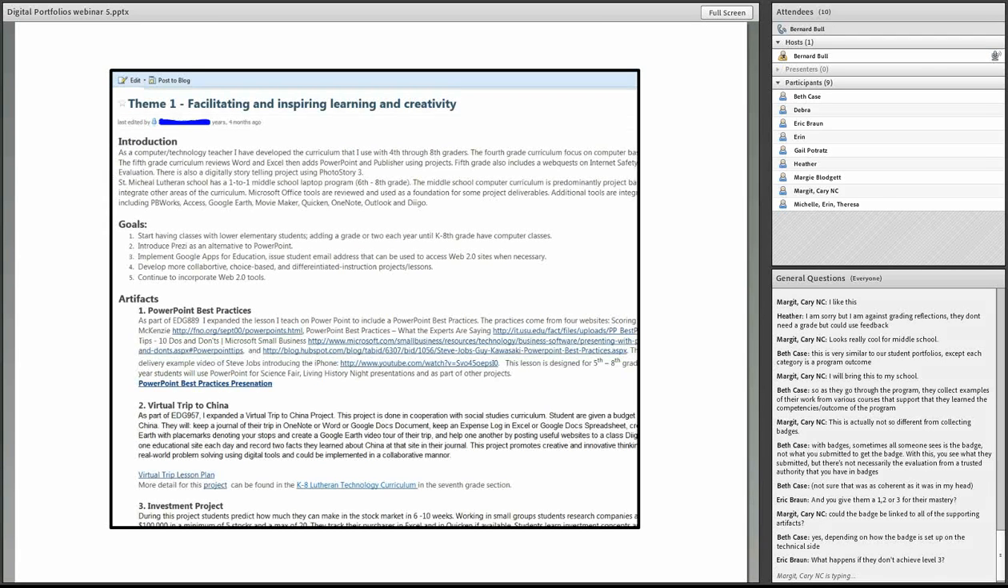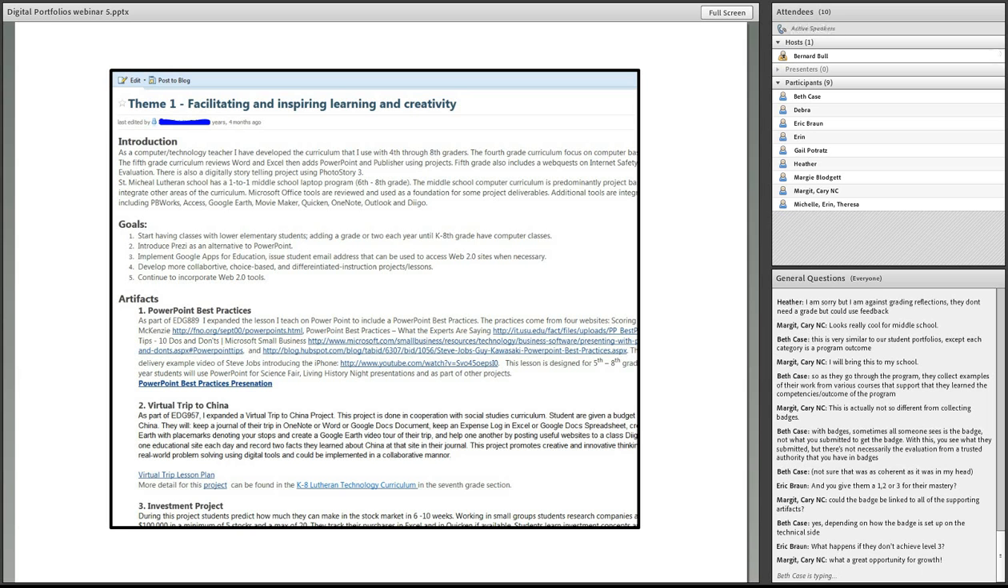So again, it's all really learner generated. The learner is doing the reflection. They are having to articulate and provide the evidence that they've met these standards, and they're articulating what and how they've learned it.